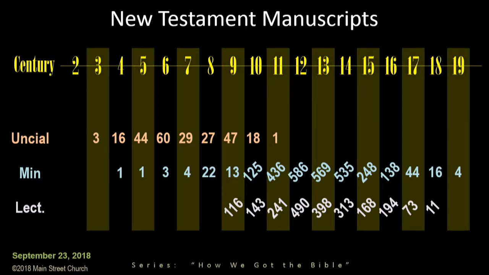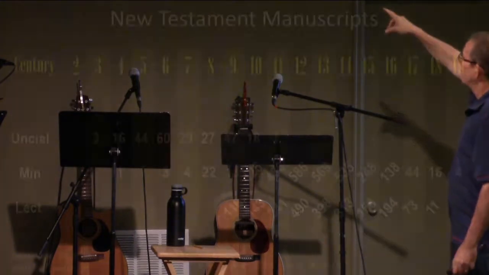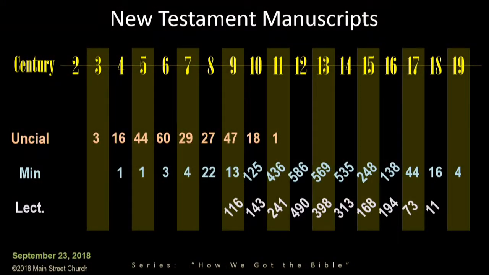So if you go across the top, it's the century: 2nd, 3rd, 4th, all the way up to the 19th century. That's 100 years in every one of those bars. And these 3 rows are the different manuscripts that we have. So, for instance, the uncials, the number next to those is the number of manuscripts we have in that style that were written in that century. Okay? So, for instance, the uncials, we have 3 of them that were written probably in the 3rd century. And when we say 3rd century, we mean the 200s, right?